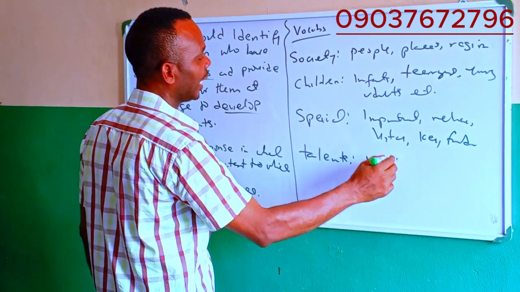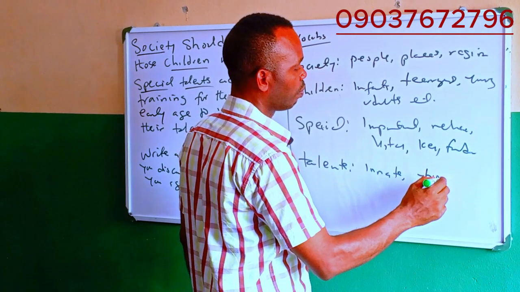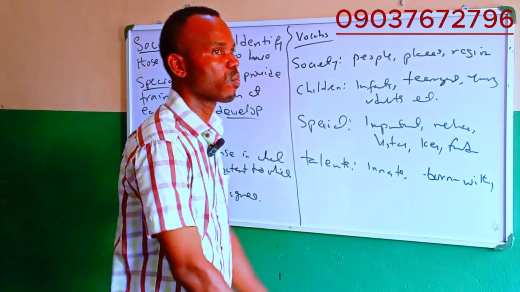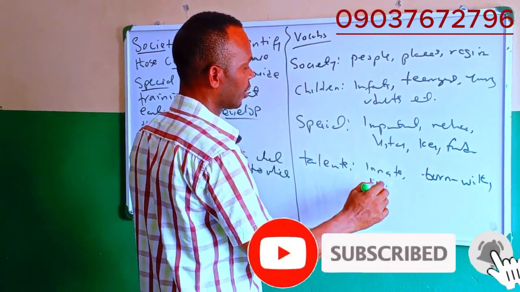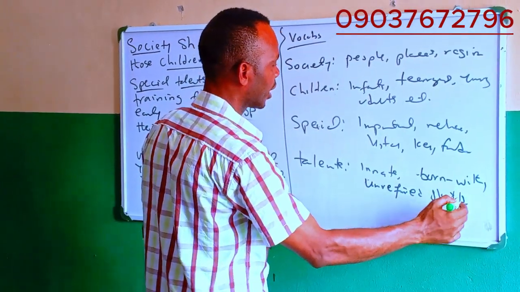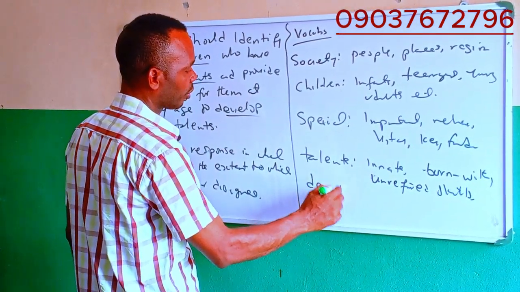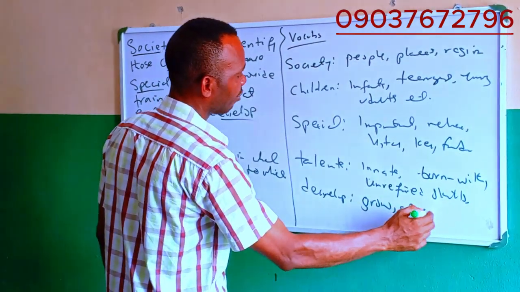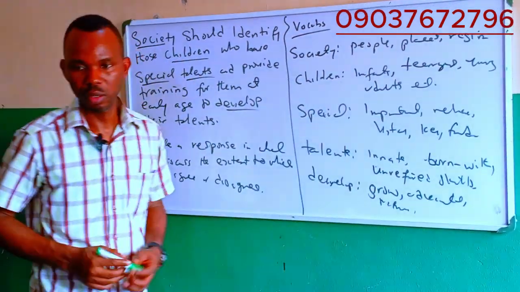Talent is something that is innate. You may use born with. They are skills, but this time around, they are unrefined skills. So the next word I can see here is develop. Develop means to grow, to advance, to mature, etc.